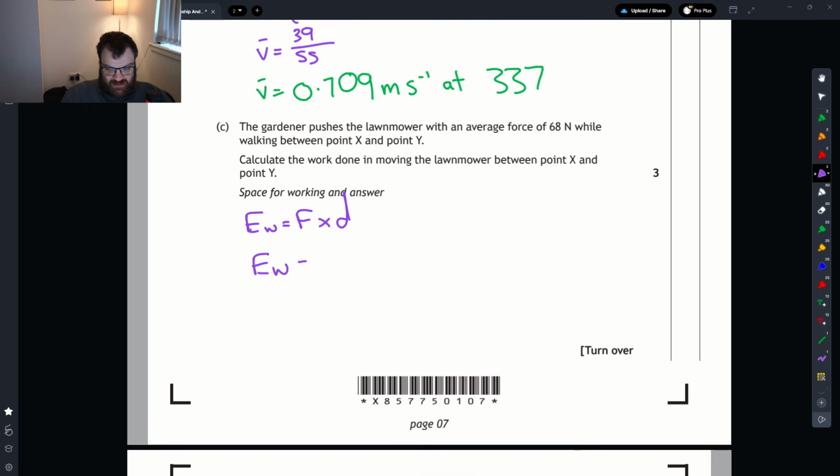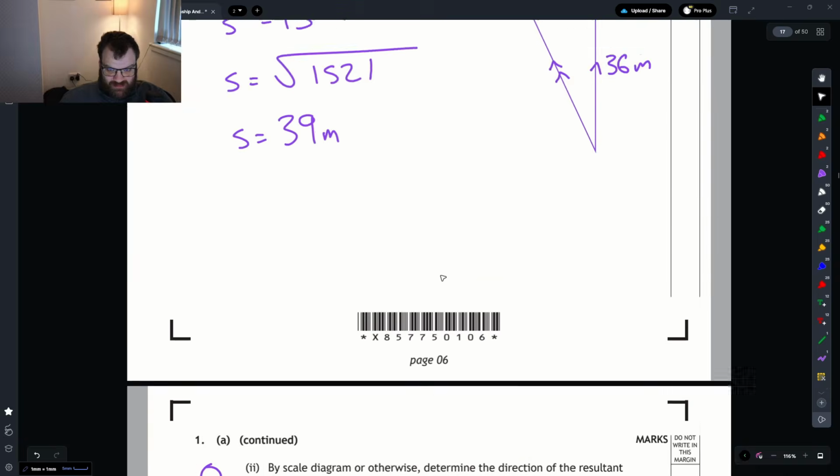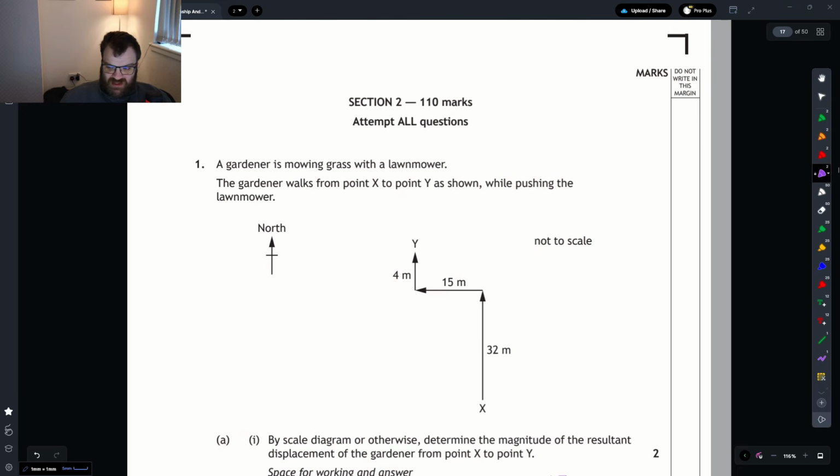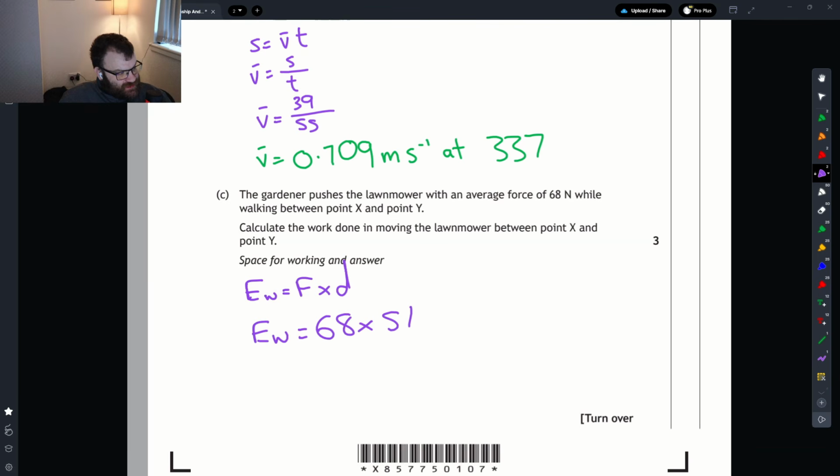So EW is, well, the force is 68. And then we worked out that the distance we were talking about was 39. Oh, no, wait, distance. Distance, not displacement. Sneaky people. So we actually need to count up all the parts. In distance, it's just each of the legs of the journey added together. So it would be 32, add 15, add 4, which would give you 51 meters. Distance covered. Sneaky, sneaky.